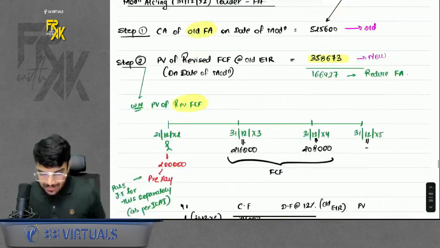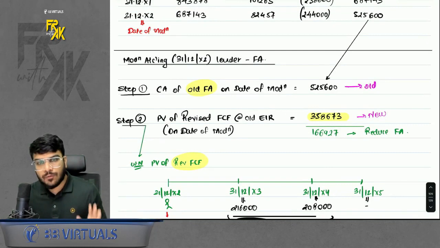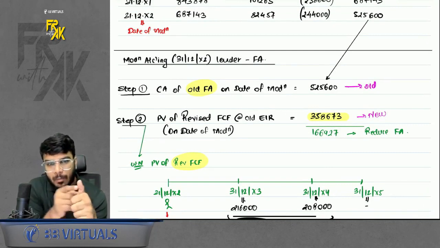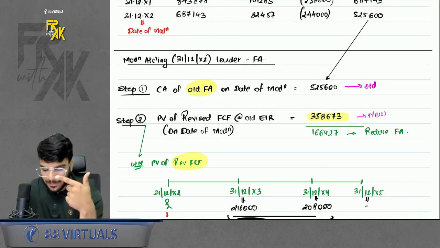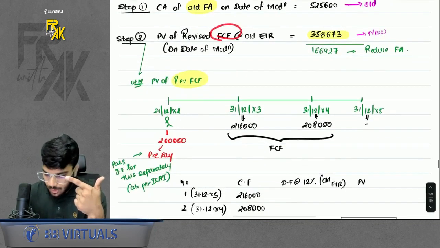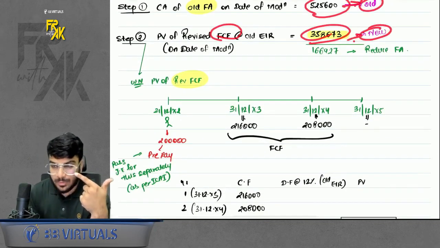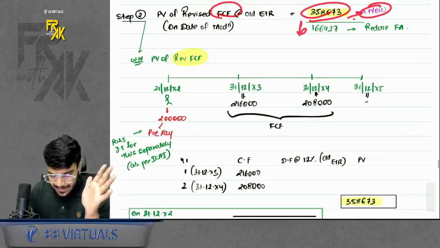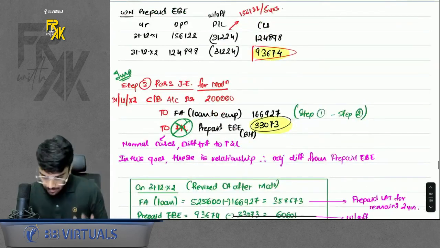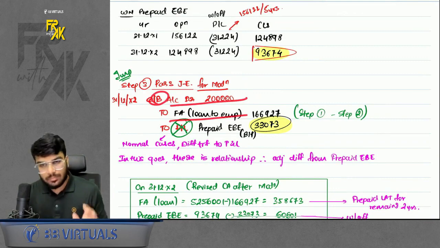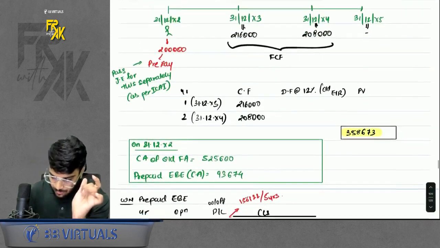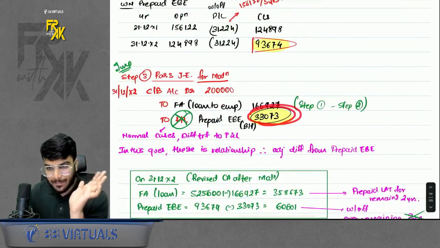So just to summarize it again, how do we account for the modification? First, find the carrying amount of the old financial asset. Second, find the present value of the revised FCF. Okay, you will get both the values. Consider the upper one to be the old, the second one to be the new. You have to reduce this. Then pass the entry. You are making the prepayment, say cash bank account debit, to the loan amount, whatever you want to reduce, and the balancing figure will be transferred to prepaid employee benefit expense.